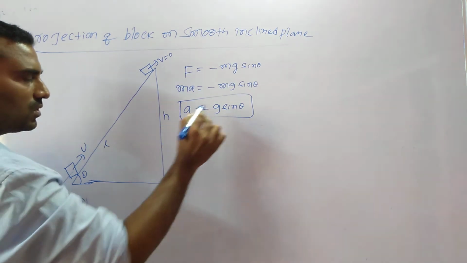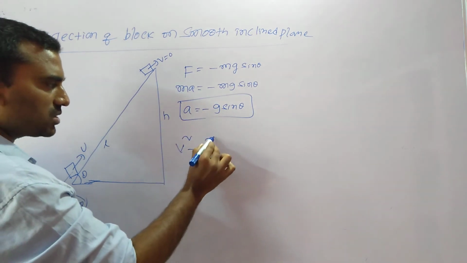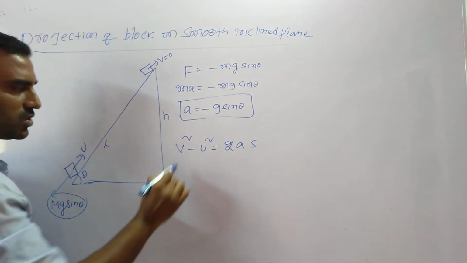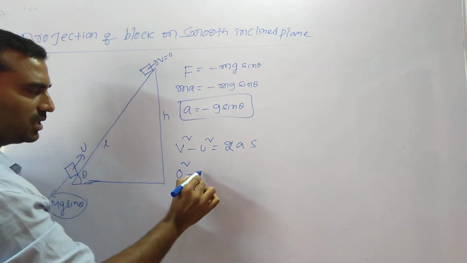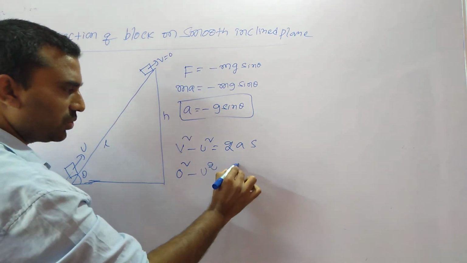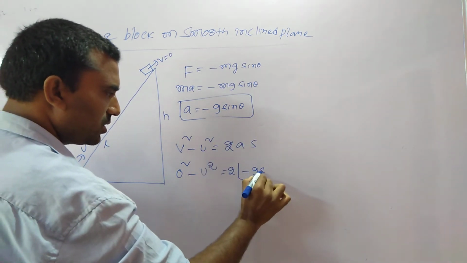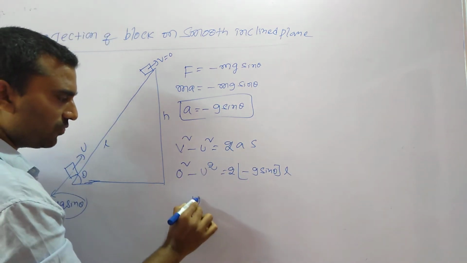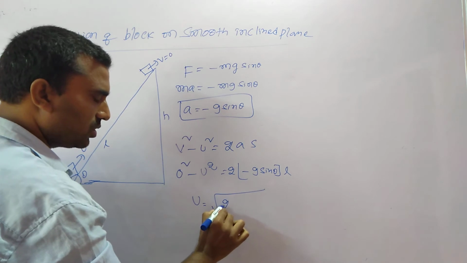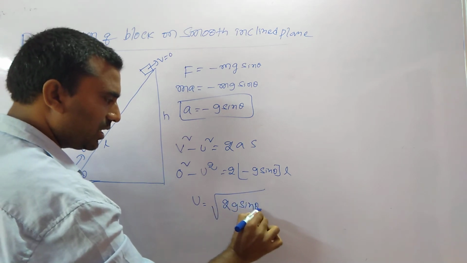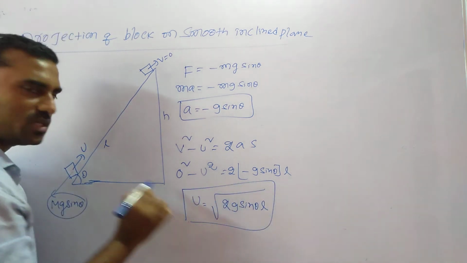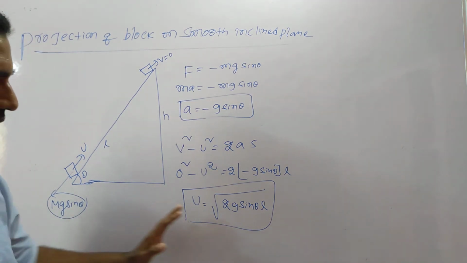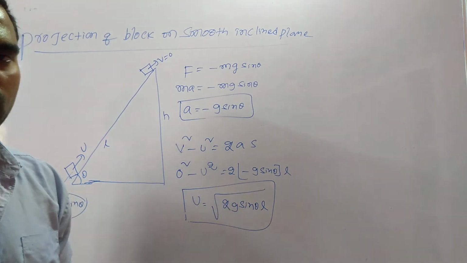Now from the equation v square minus u square is equal to 2as. After it goes to the top, its final velocity is 0. So 0 square minus initial velocity u square is equal to 2 into the retardation, minus g sin theta, into L. Minus cancels. Therefore u is equal to under root of 2 g sin theta into L. So this is the velocity of projection at the bottom of the plane.